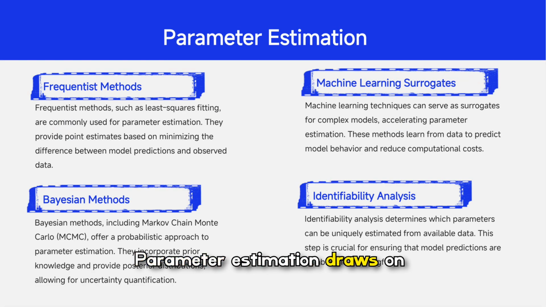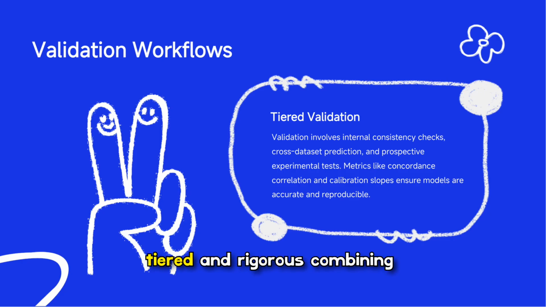Parameter estimation draws on multiple approaches. Frequentist methods like least squares provide point estimates, Bayesian techniques offer probabilistic posteriors and uncertainty quantification, machine learning surrogates speed up expensive models, and identifiability analysis tells you which parameters can be reliably estimated from your data, guiding experimental design and interpretation.